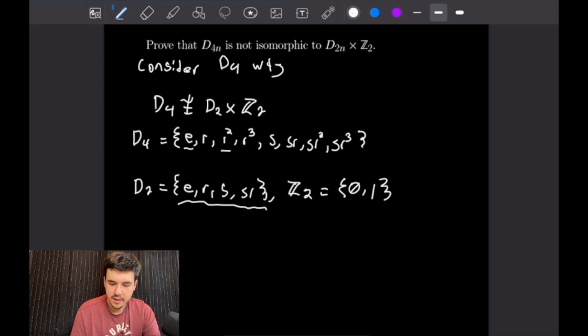Great. So you can see right away we have a problem, as commutativity must be preserved in an isomorphism, and here we only have 2 elements in the center of D4, and we have 4 elements in the center of D2, so they cannot be isomorphic. Great. So with that out of the way, let's go ahead and get into our next example.